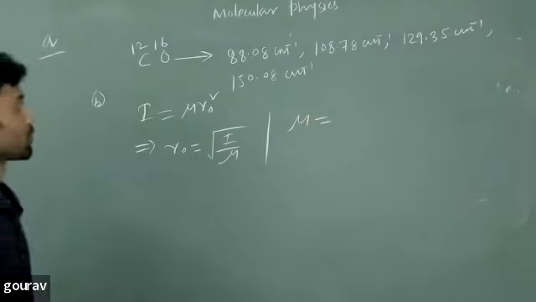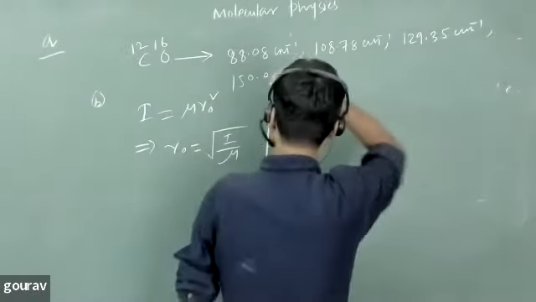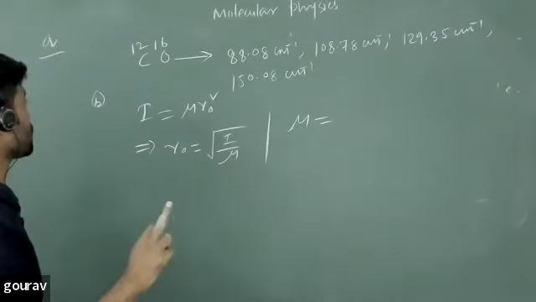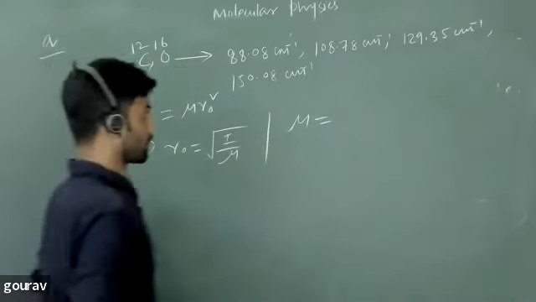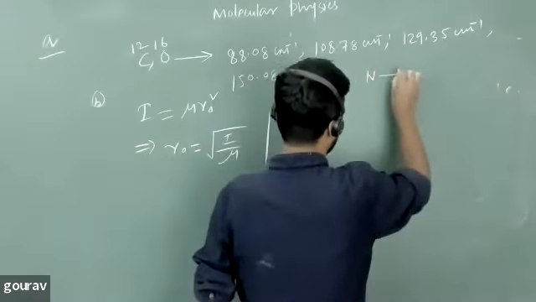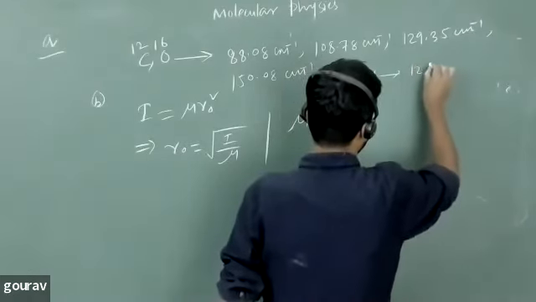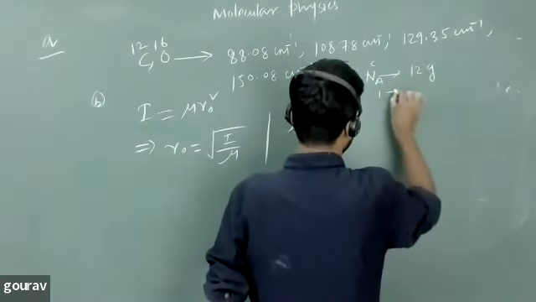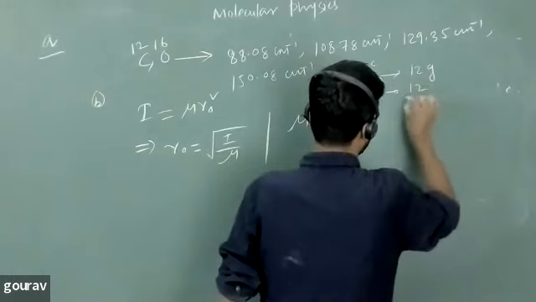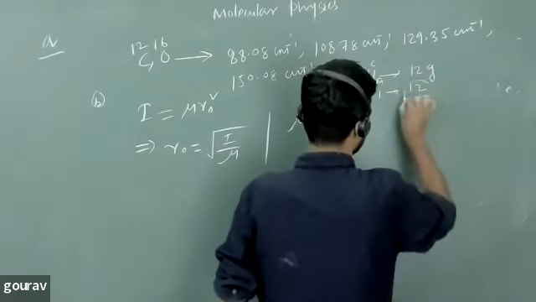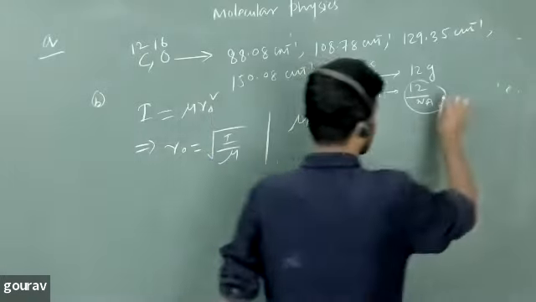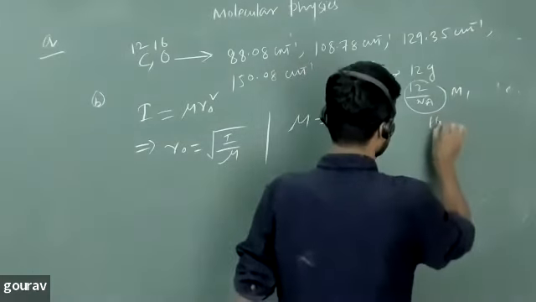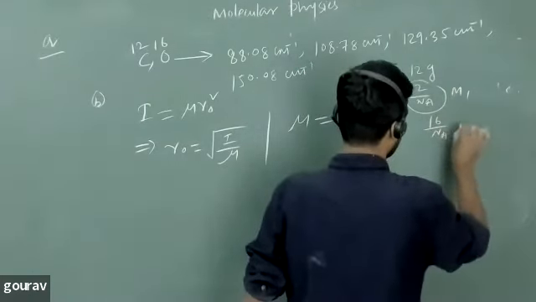Mass of carbon. Here one carbon atom is there. So you know Na carbon atoms will contain how much? 12 gram. So one carbon atom will be how much? 12 by Na. So this is actually the mass of carbon here. Let us denote that as M1. Similarly, for oxygen, it will be 16 by Na. That will be M2.